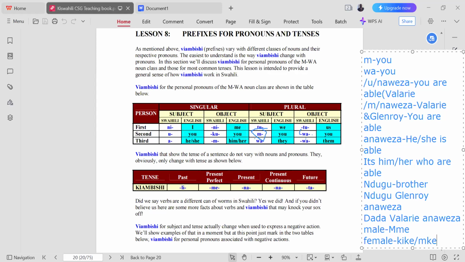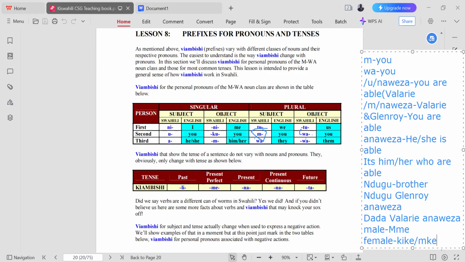Now you'll put it in Swahili to say Valerie ni kiumbe wa kike, which means she is a female being or a female person. Ni mtu wa kike. Person now is mtu. So ni mtu wa kike. And Glenroy is ndugu.